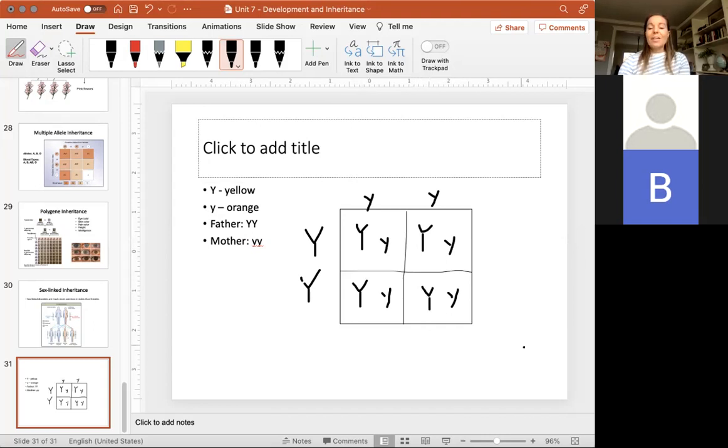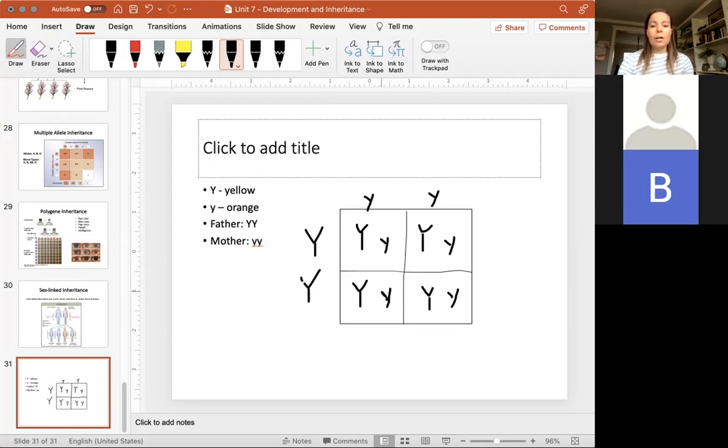Okay, so here are potential questions you would be asked. What are the chances that they will have a heterozygous child? 100%. Yeah, if you look, every single one is heterozygous. Everyone has a capital Y and everyone has a lowercase y. They're all the same. So 100% are heterozygous. So if you're asked, obviously, what are the chances they'll have a homozygous recessive child? 0. Chances of a homozygous dominant child? 0%.